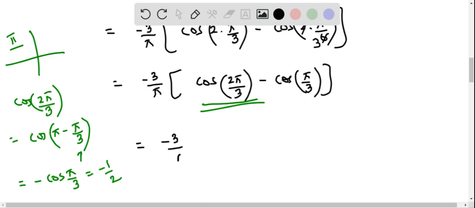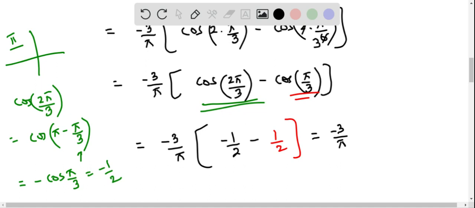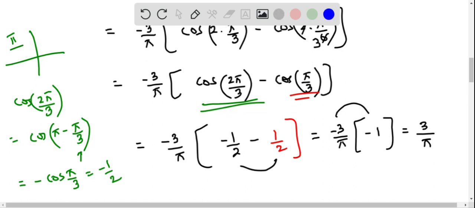So we have negative 3 by pi, and inside we have negative half minus, we already know the value of cos of pi by 3, which is half. So this becomes negative half. So this will result in negative 3 by pi, and negative half minus half is actually negative 1. So negative 3 times negative 1 is positive 3, divided by pi. So therefore, this is the average value of the function.